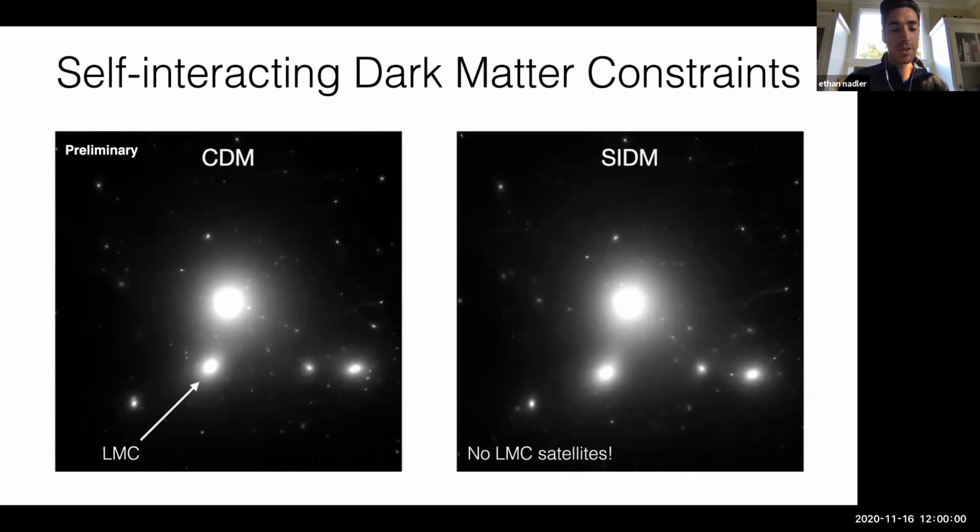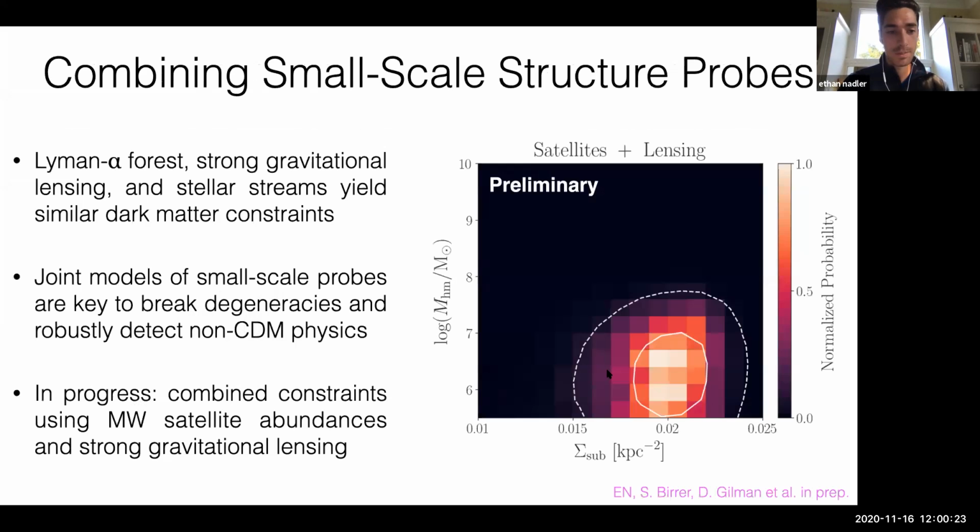And if you just take a look at what's actually happening, it's quite interesting. Because of these velocity dependent SIDM interactions, you have really distinctive effects. Like in the CDM case, you have these little tiny subhalos around the LMC that fell in with it. In the SIDM case, you just have none of these, right? So this, in terms of the constraints, is work in progress and should be out pretty soon.